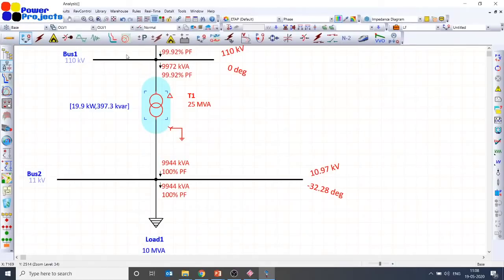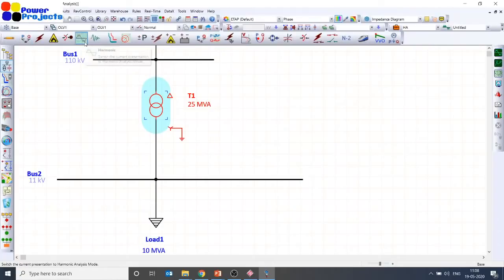So that is probably the true power factor as well as the displacement power factor, because the load is linear. Let me move on to the harmonic analysis.